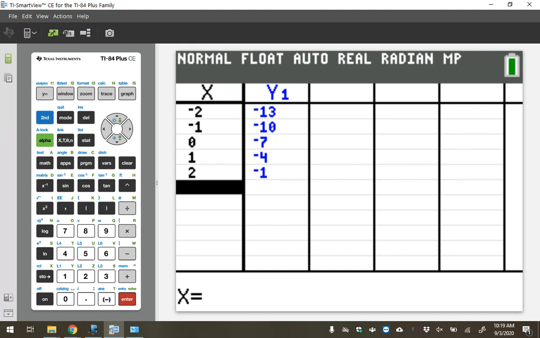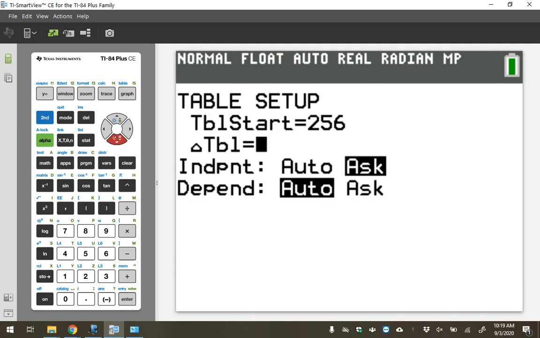If your calculator's not letting you type in those values, you have to hit second table set and make sure the independent is set to ask. If the independent is not set to ask, you can't type in values. So if it's letting you type in values, you don't have to change that. Second window goes to the table setup, and you just need to make sure the independent is set to ask, and that lets you type in the x values you want in the table.